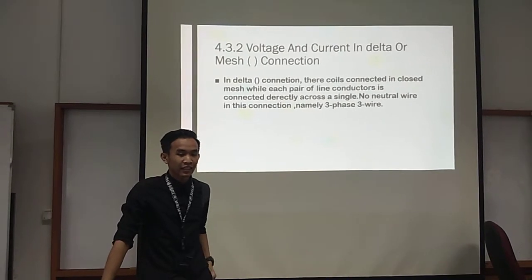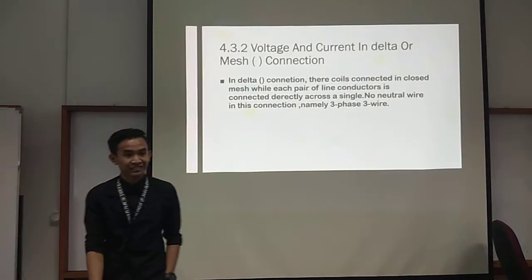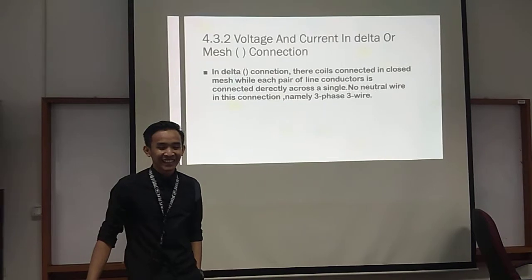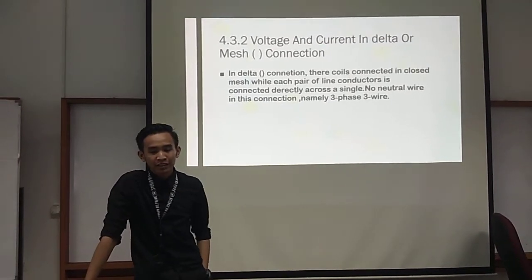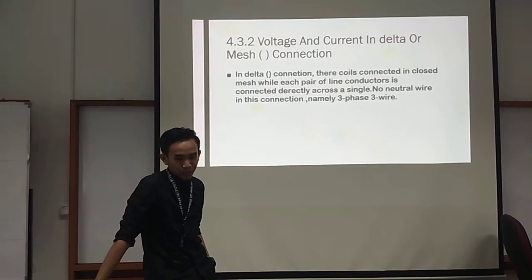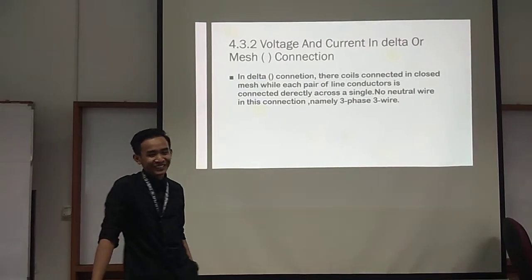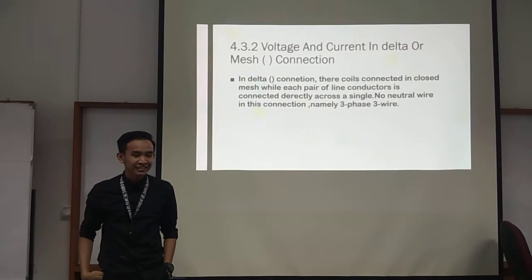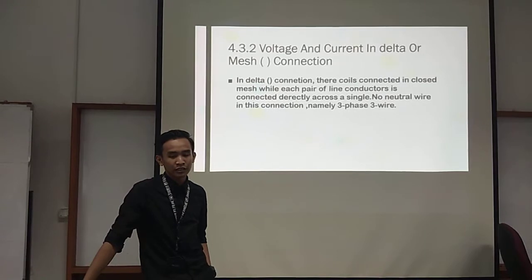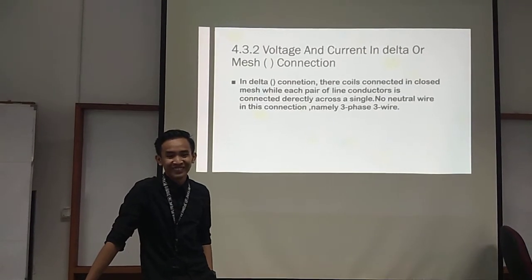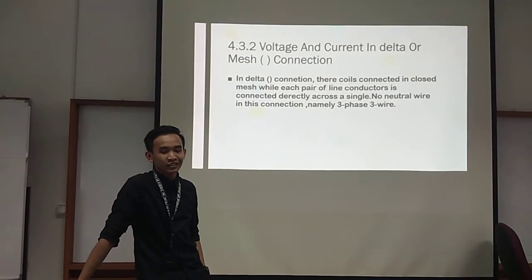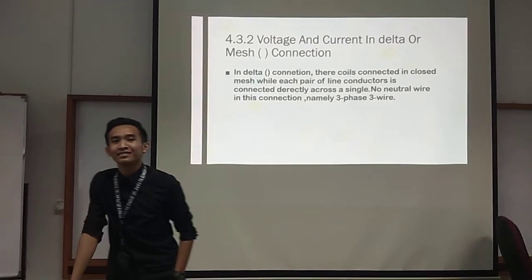Voltage and current in delta or mesh connection. In delta connection, the coils are connected in a closed mesh, while each pair of line conductors is connected directly across a single coil. There is no neutral wire. In this connection, there are three phases and three wires.